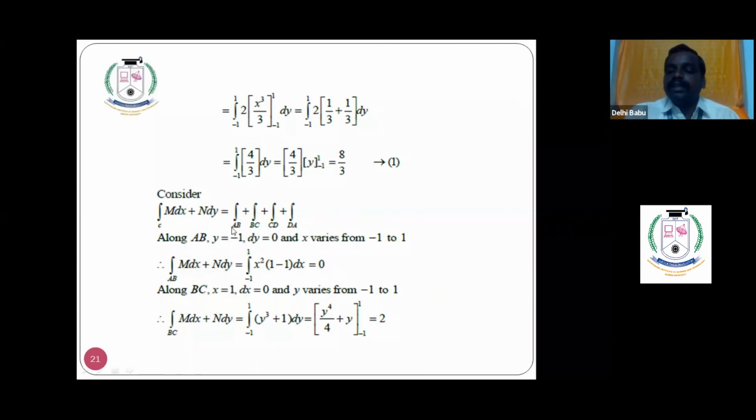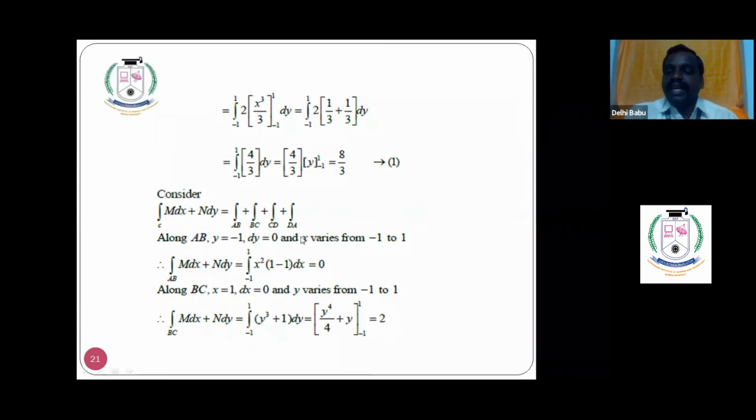This is along AB. Next along BC. Along BC means this one. In this direction x equal to 1. Once again take derivative on both sides. X derivative is dx. 1 derivative is 0. And y varies from bottom to top, that means minus 1 to 1. Hence once again put dx equal to 0 and x equal to 1. You get y cube plus 1 into dy. Substitute the limits and after integrating you get 2.